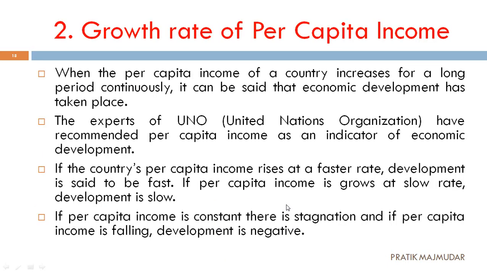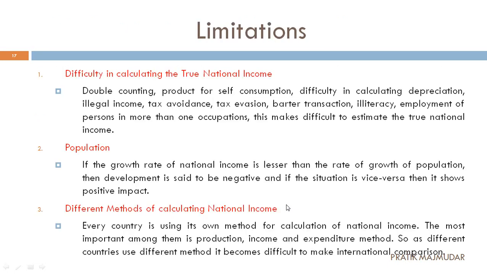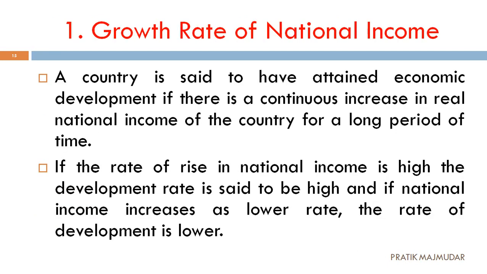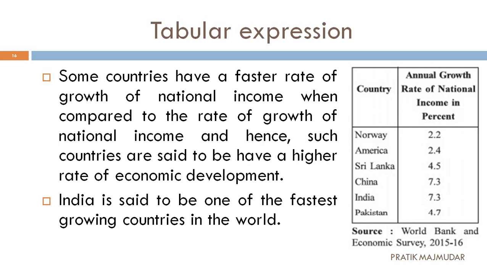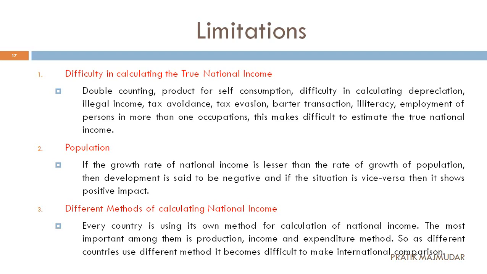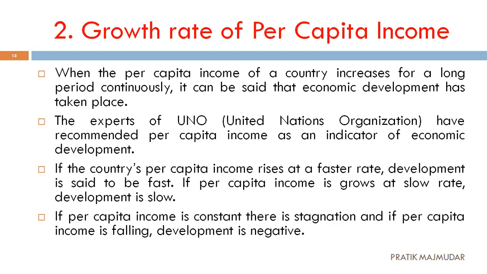So that is about the national income. See it again. This is related to the definition, and this is the tabular expression. This is the real data, and from that we have analyzed it, and these are some limitations of this particular national income. Now the second point, or second indicator, is per capita income.